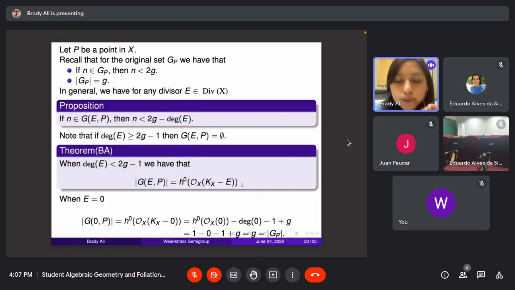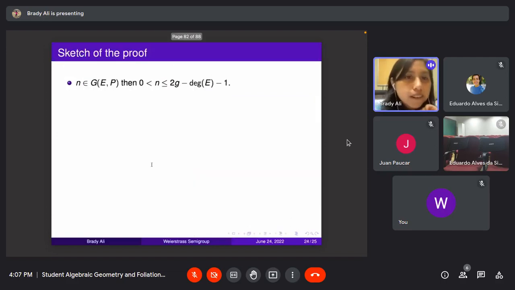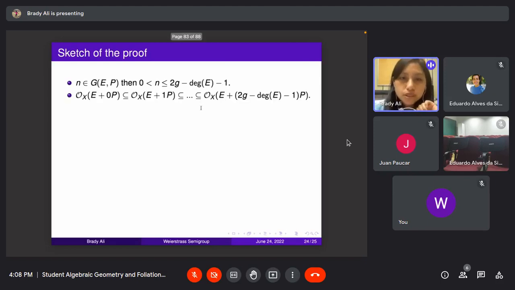Now I'm going to give a sketch of the proof of this theorem. We were able to prove that when n belongs to the set of gaps G_E^P, then n is greater than 0 and less than or equal to 2g minus the degree of E minus 1. Then we consider the sequence of these spaces. As you can see, we are just adding the point P every time. So here we have 0P, here we have 1P, and we continue like this until (2g minus the degree of E minus 1) times P.